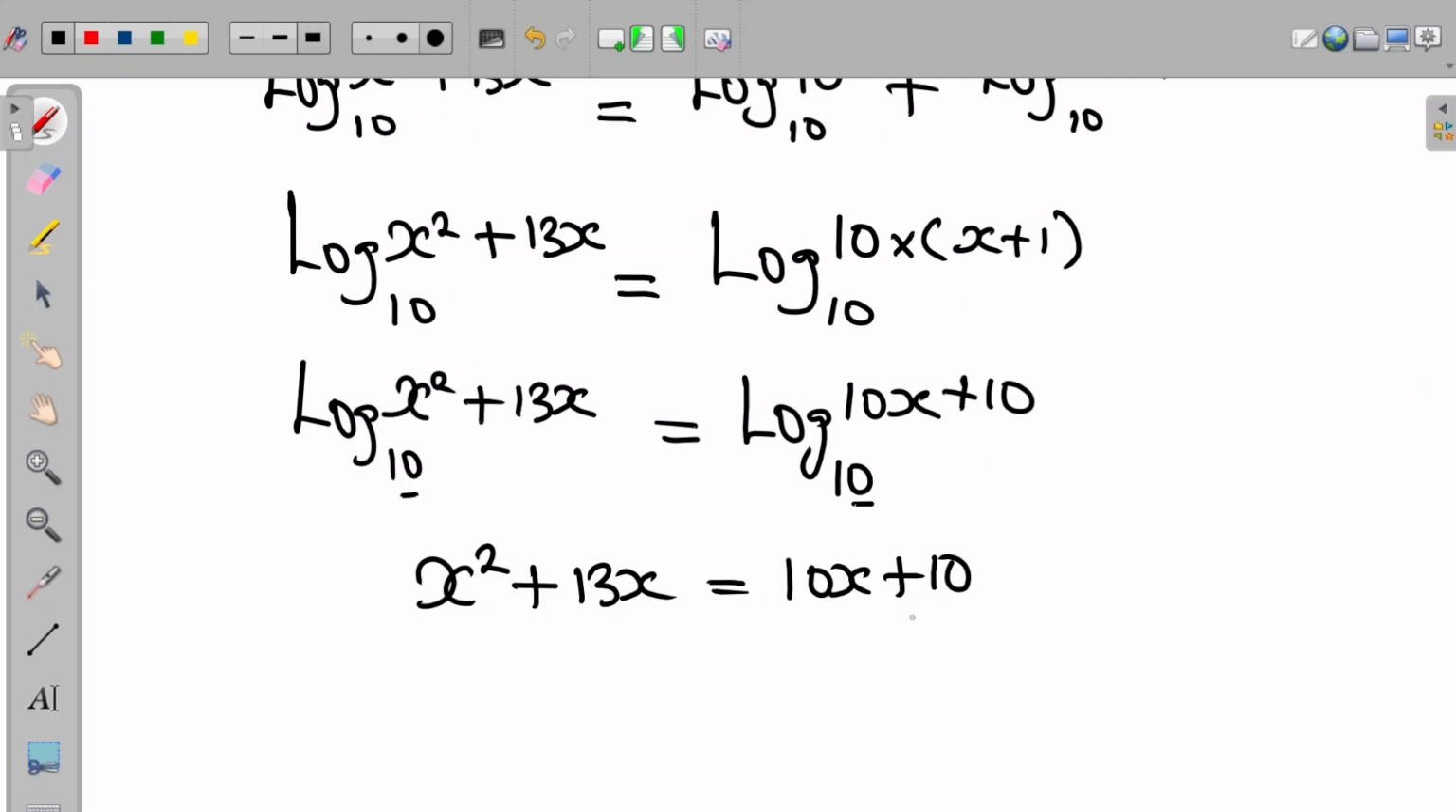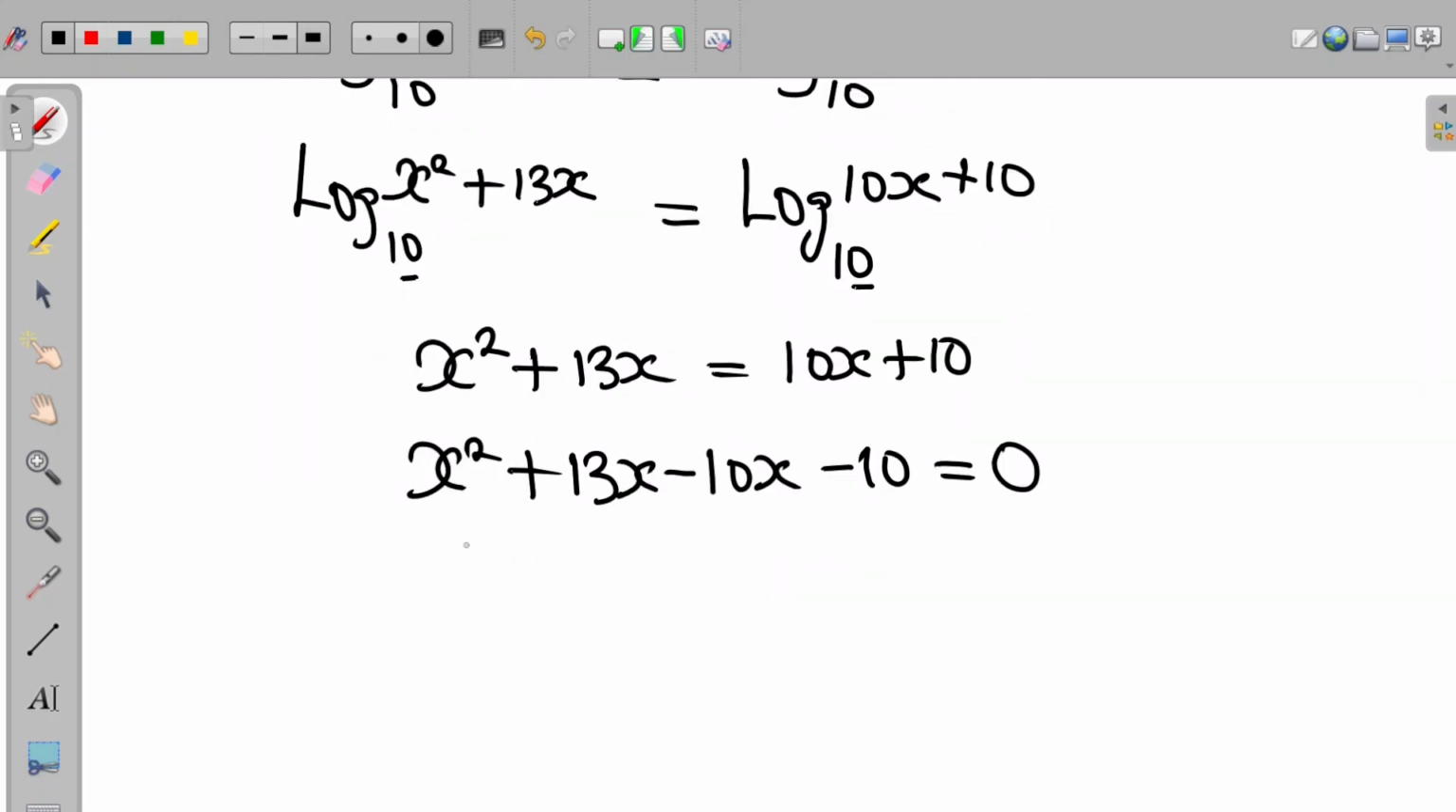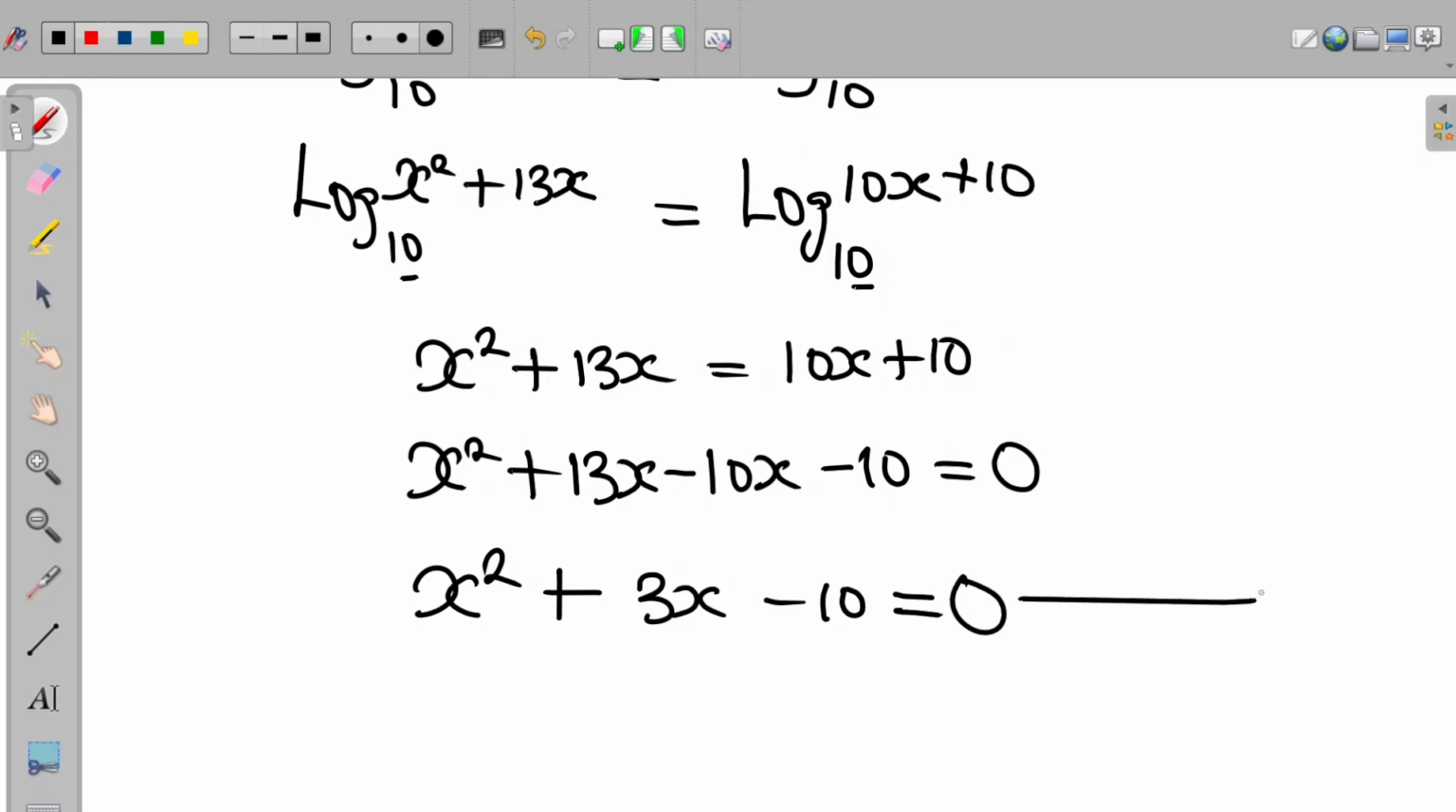Now, if we move all the terms at the right hand side to the left hand side, the equation becomes x² + 13x - 10x - 10 equal to 0. So we have it that this is x² + 3x - 10 is equal to 0. Now we have a quadratic equation which we can solve to obtain the values of x.